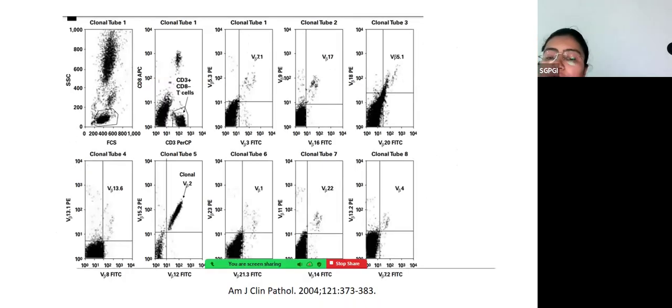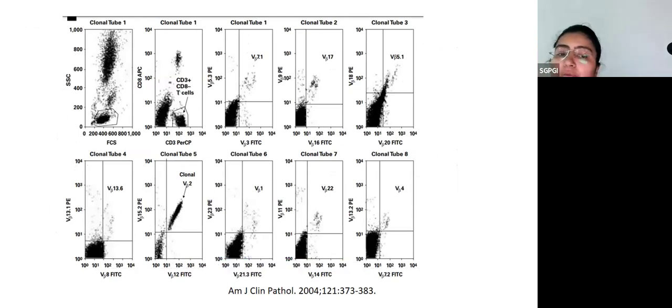And this is an example of the clonal tube. So if you have a look at the clonal tube, you realize that these cells are CD8 negative, so they're talking about the helper cells. They've only added CD4 and CD3 along with the other antibodies here. So in this, what you see is that you have nothing here, nothing here. So a lot of V betas are not expressed, but the V beta that is expressed here is V beta 2. So a clear clonal population, with very, very minimal expression of all the other V beta tubes.